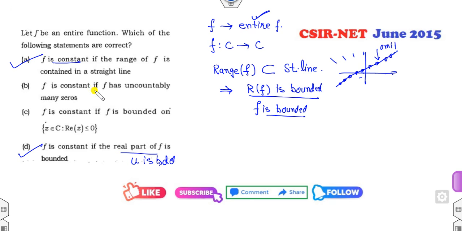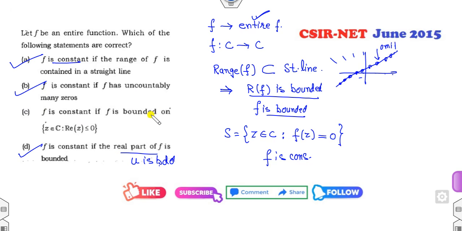f is constant if f has uncountably many zeros. Again, the same by the identity theorem. Z is the collection of all those points such that f has uncountably many zeros. Fine. So that means f is constant. So yes, it's a correct statement.